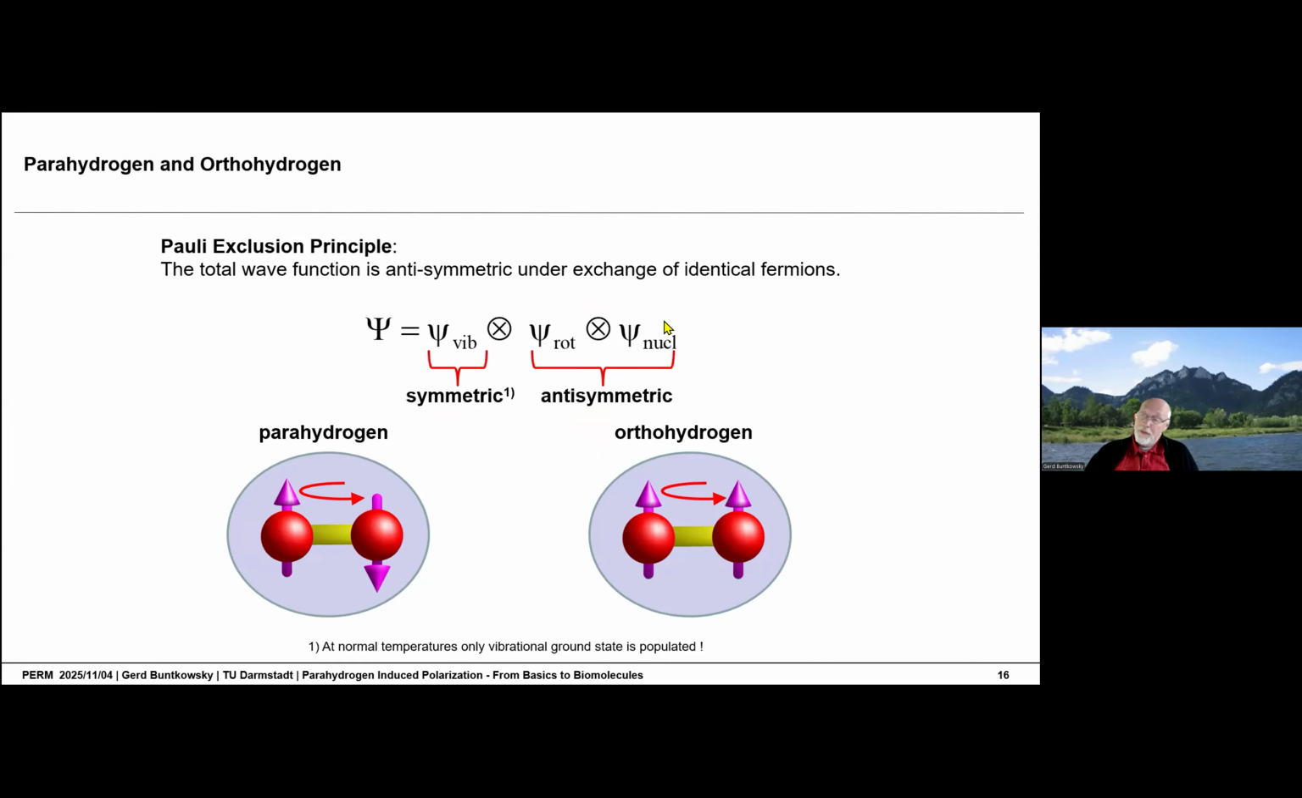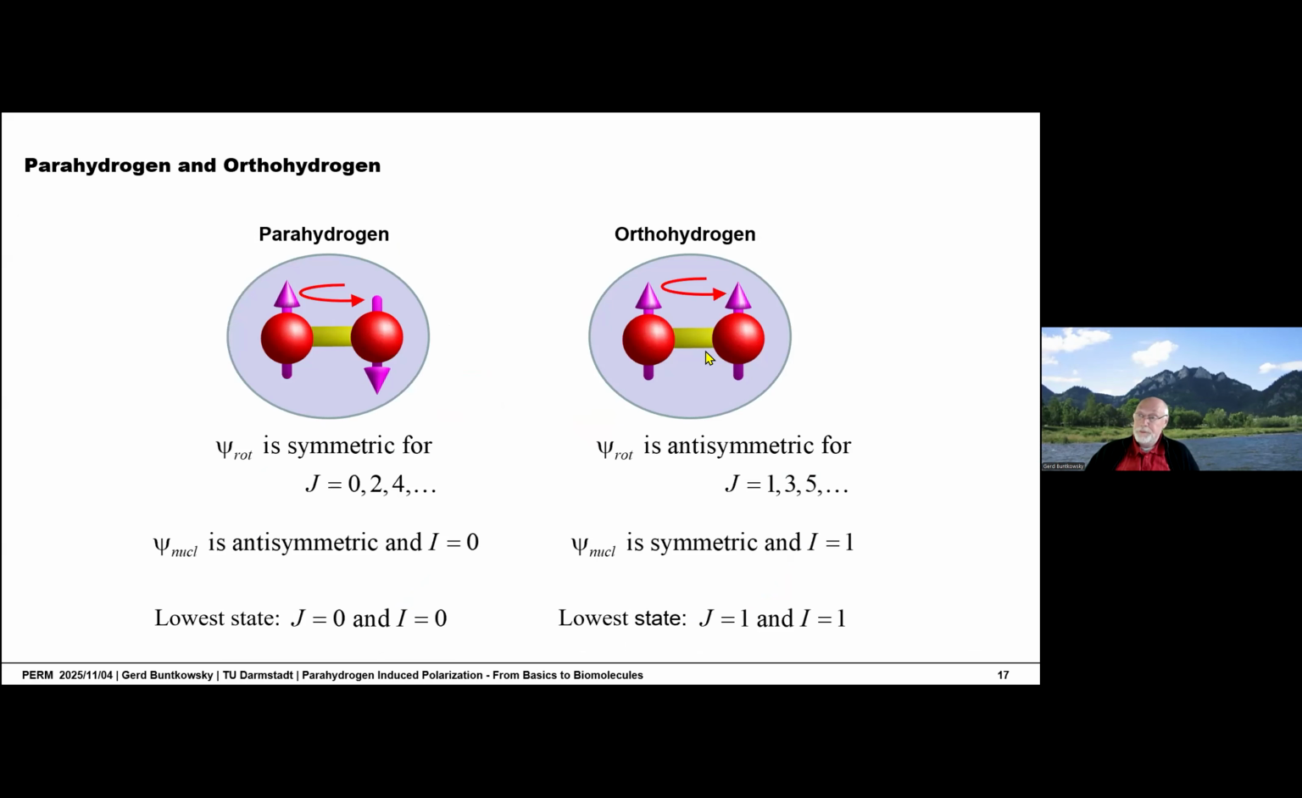And when you look at the nuclear wave function, you have different terms. You have a vibrational term, which is always symmetric, and you have a rotational and a nuclear term, and the product must be antisymmetric. In a way, it depends which one you choose for symmetric, and you either end up with parahydrogen or orthohydrogen. Parahydrogen is where the rotational part is symmetric, which has a rotational quantum number 0, 2, 4. Orthohydrogen is where the rotational quantum number is 1, 3, 5, and is antisymmetric.